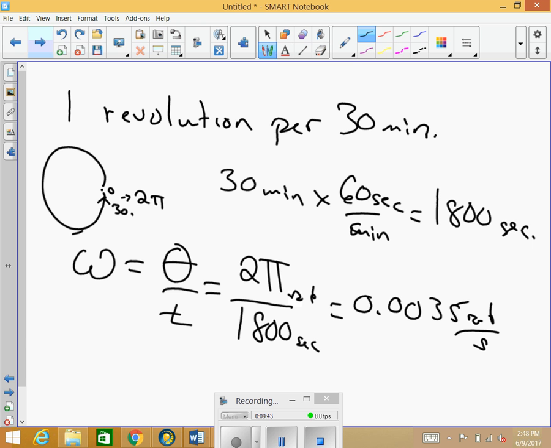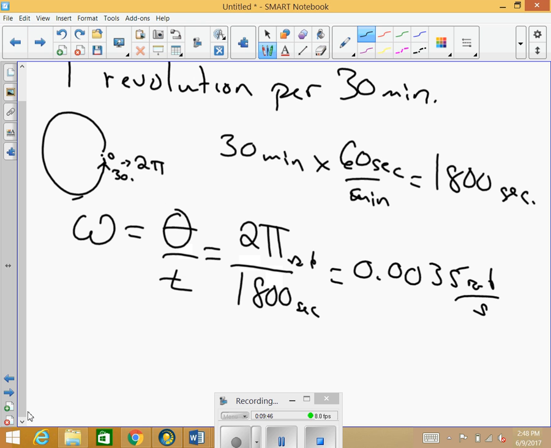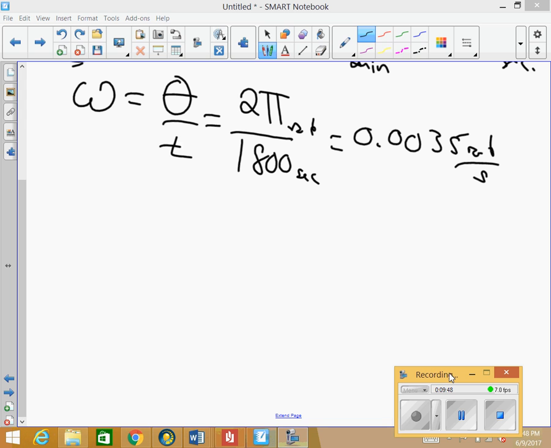Now, the second part of this is asking, how far does a rider travel at 18 minutes into the ride? So 18 minutes is not quite a whole revolution, but it's partway. How far does it get within that whole revolution? So I'm going to use my circumference formula, and we know that circumference is equal to 2 pi r.